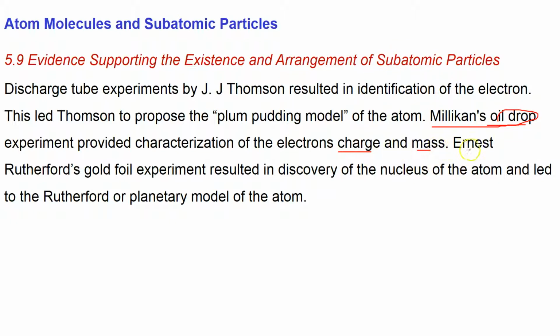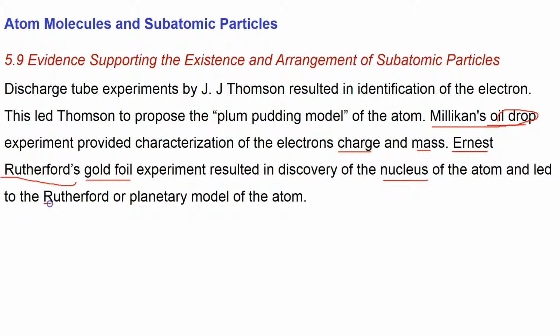Later on, Ernest Rutherford was able to characterize where the positive parts of the atom were, and he did this through the gold foil experiment, which resulted in the discovery of the nucleus. So the nucleus was a positively charged bit of matter sitting at the center of the atom. We now know that the nucleus is composed of subatomic particles called protons and neutrons.